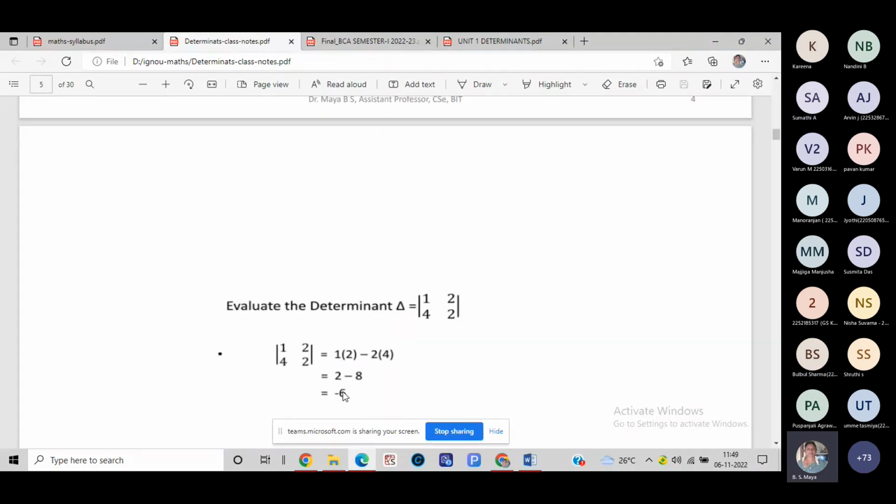Can you quote the answer? It is 1 into 2 minus 2 into 4. Then 2 minus 8, how much? Minus 6.